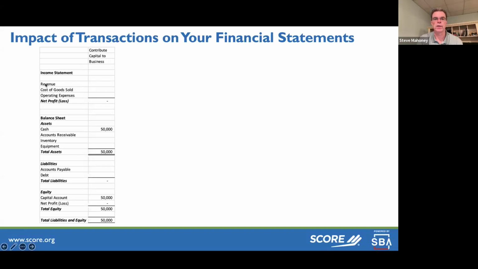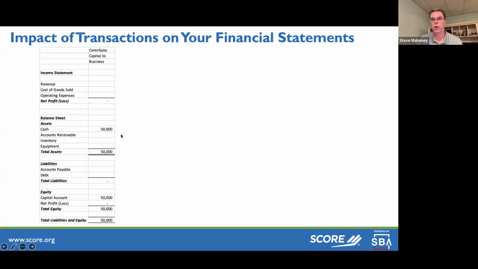But you can see at the top here, this is a simple P&L, simple income statement: revenue, cost of goods sold, net profit. Then the balance sheet, simple, a few line items here and there. And I basically said, let's pretend we're creating transactions for this company. What does it do to your financial statements after each one of these things happen?